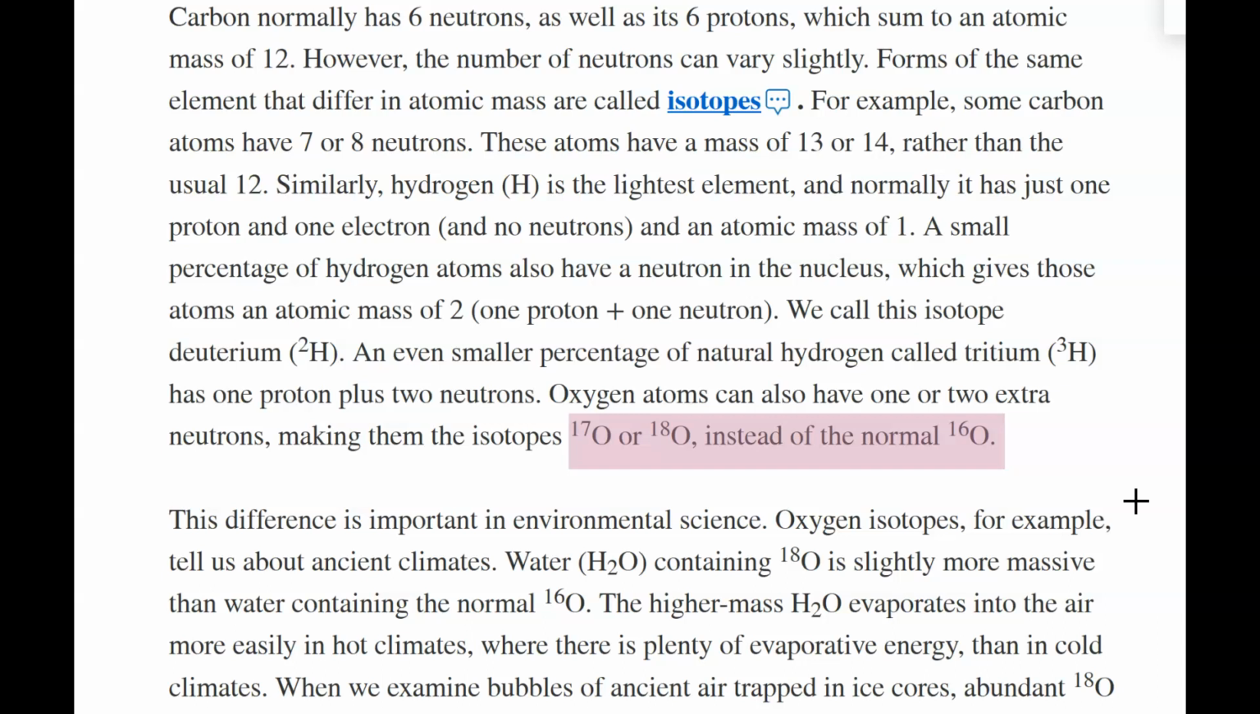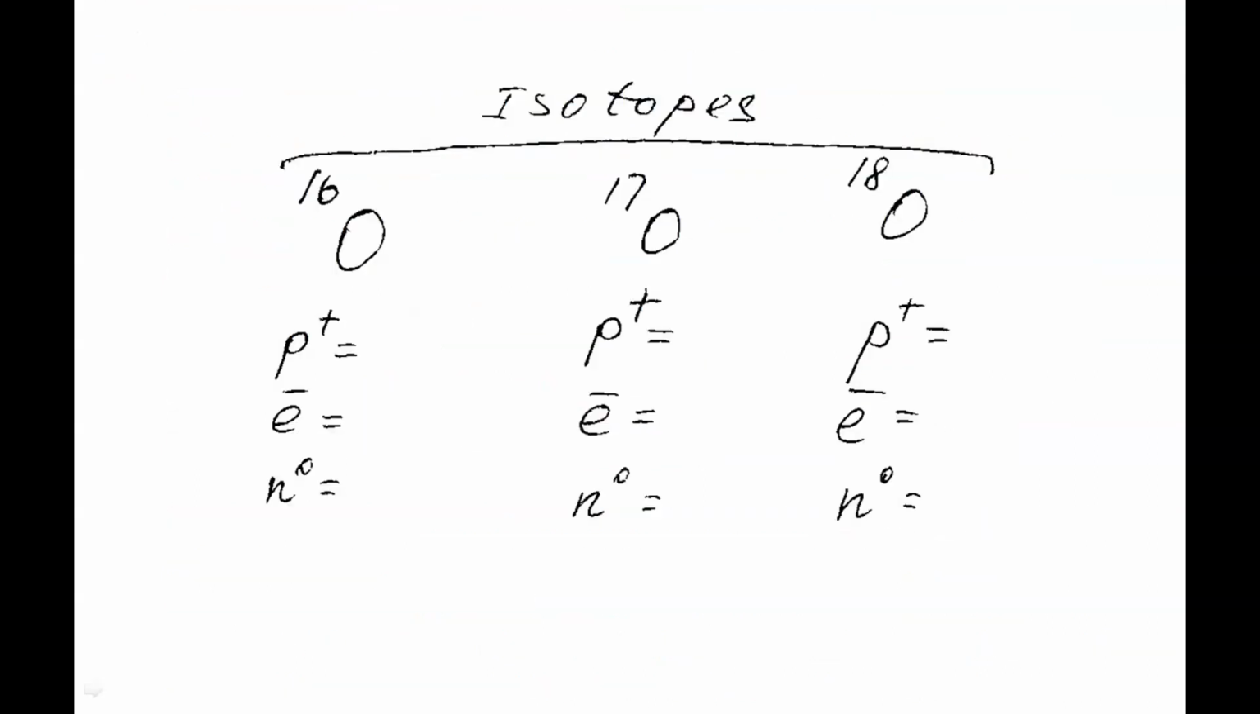Remember the atomic mass was 16, right? This is an average atomic mass. So what does it tell us? It tells us that oxygen 16 would be the most abundant of the 3 isotopes, right? And in our environment, there is only a small percentage of these isotopes, oxygen 17 and oxygen 18. So here we go. What I did here, I showed you these 3 isotopes of oxygen. Oxygen 16, oxygen 17, and oxygen 18.